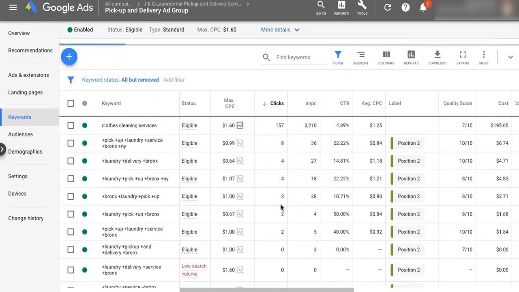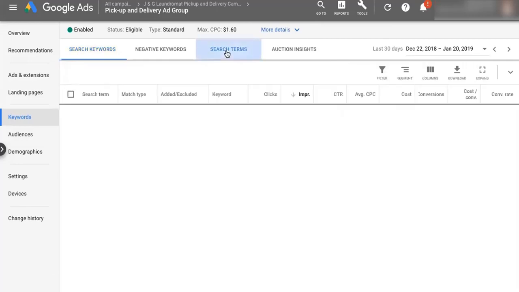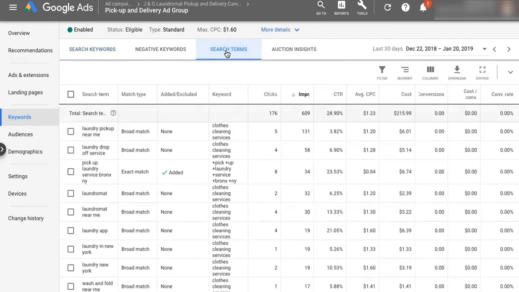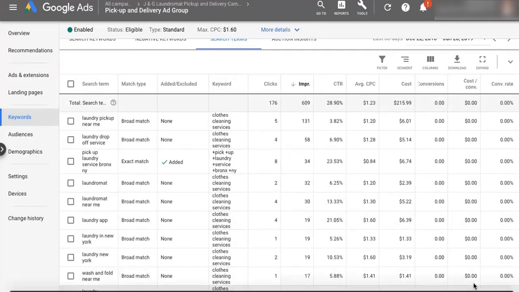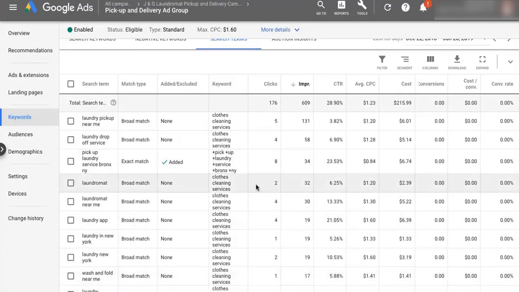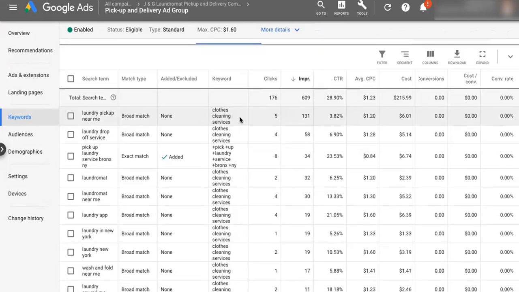Okay, so click on the search. Hold on. This is keywords. Where's the search terms tab? Scroll up a little bit and you see the search terms. Search terms here? Yeah. See, close cleaning service, that top one. Close cleaning services, laundry pickup near me. Close cleaning service. Okay, so cleaning services. Right.